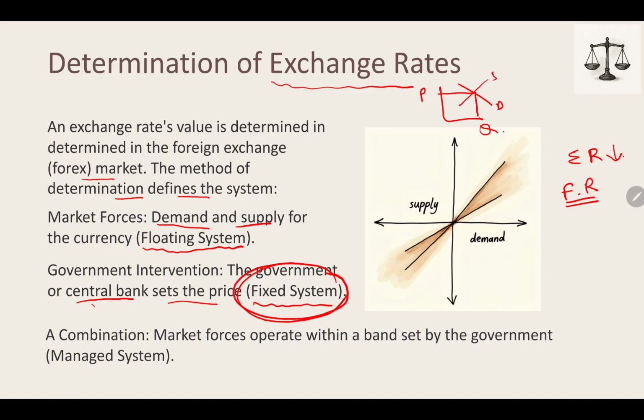Okay, so I would not say that a fixed exchange rate is bad or good, because it depends on the objective of the government. Market forces can also operate within a band set by the government, like a managed system.